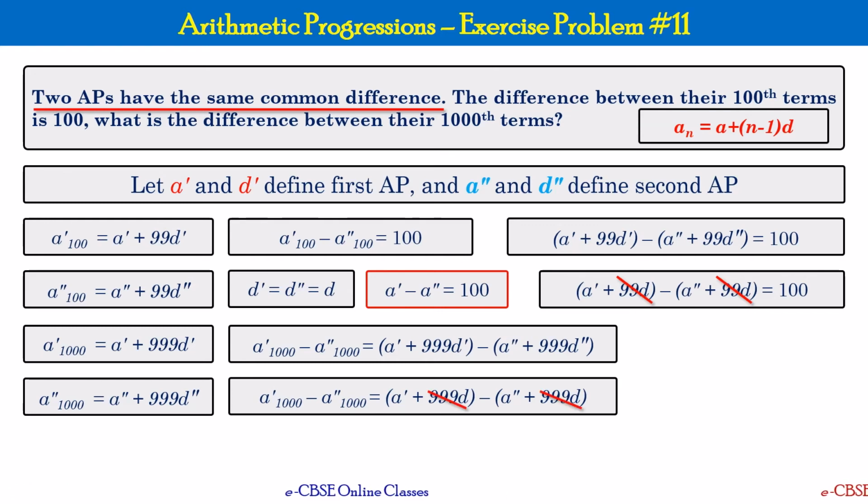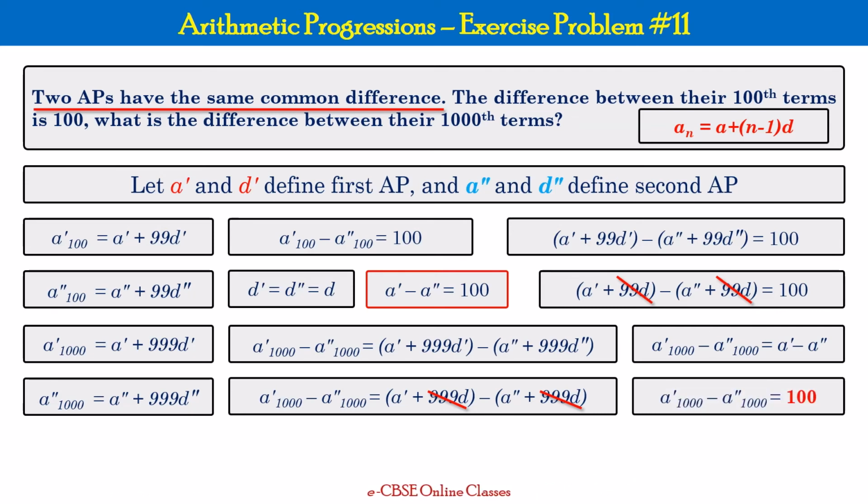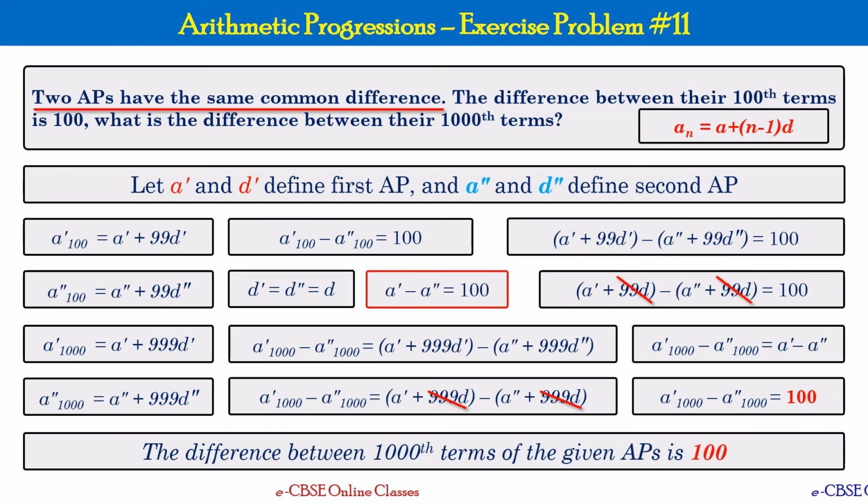It becomes like this, and 999d and 999d get cancelled. So what we are left with is the difference between the 1000th terms of these two arithmetic progressions is a prime minus a double prime, which is already calculated above as 100. So the difference between the 1000th terms of the given arithmetic progressions is 100. So not only the 1000th term, you take any corresponding term of these two arithmetic progressions, that should be equal to 100 because their common difference is the same.